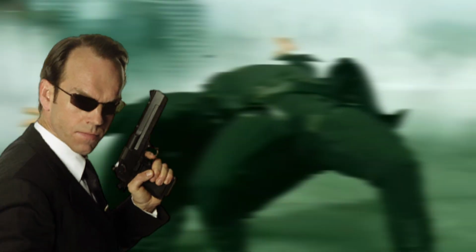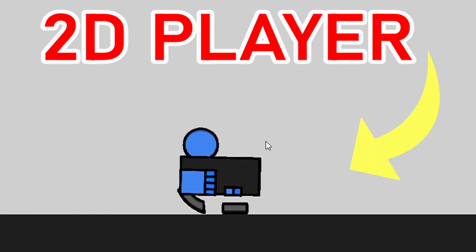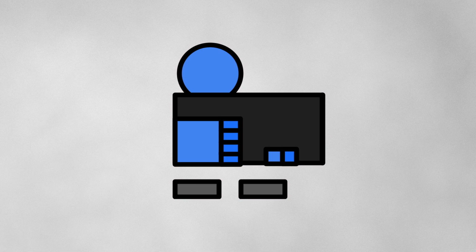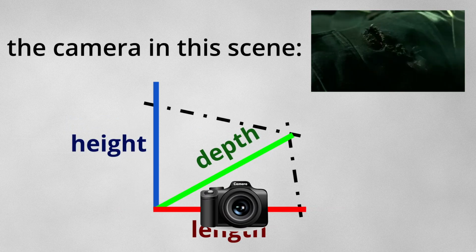To remake the scene from the Matrix in 2D, we need an enemy and a player that can dodge. So the first thing I decided to do was to create a new dodge animation for our 2D player. But there is one problem. 2D characters only have length and height, but the camera wasn't locked on a 2D perspective.